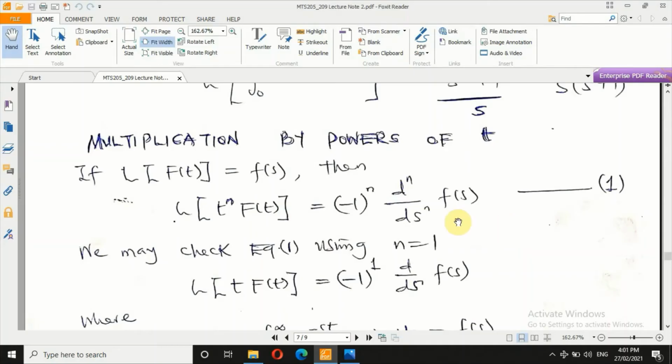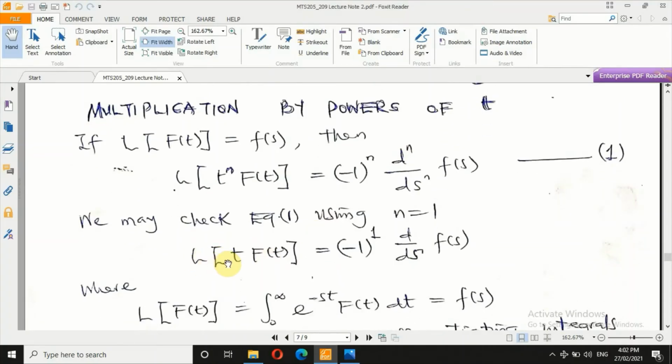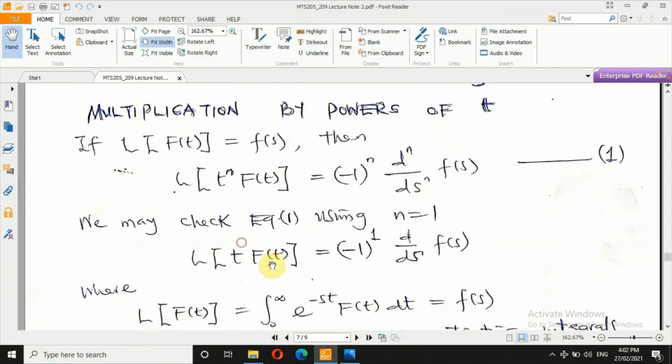Now let's take a look at the last subtopic of today. This topic is all about multiplication by powers of t. Let me explain now. We have the Laplace transform of f of t equal to F of s. Now, if we have t raised to power n times f of t, what does that mean? That simply means minus 1 raised to power n, times the nth derivative of F of s. You don't agree with me? Let's take a look at example 1 now, t raised to power 1 times f of t.